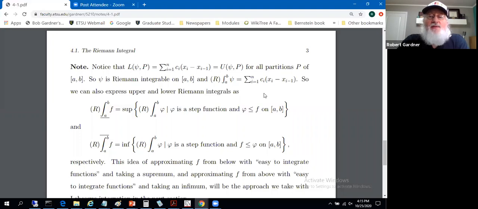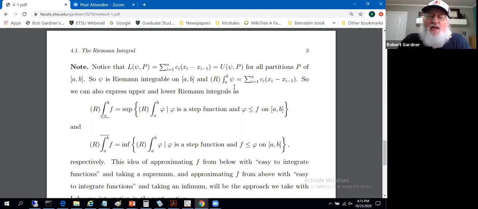Now that means, since we defined Riemann integrals in terms of upper and lower Darboux sums, and we always get the same thing, the Riemann integral of this step function psi from a to b will simply be that sum. So we've picked a very elementary kind of function, a step function, and integrals of that step function are simply these sums. So we're replacing sums with integrals of step functions.